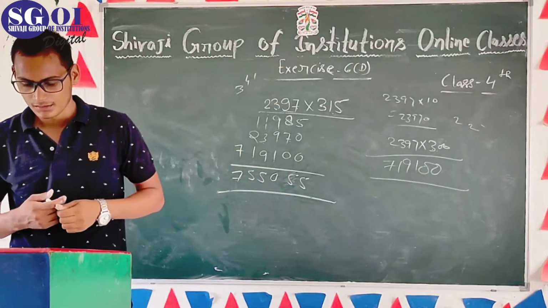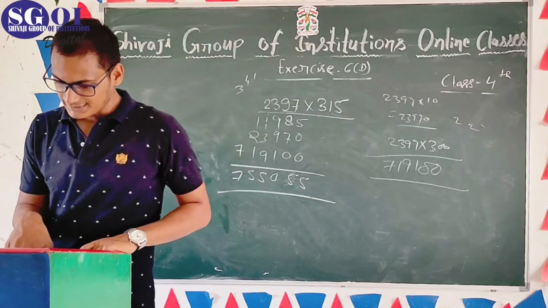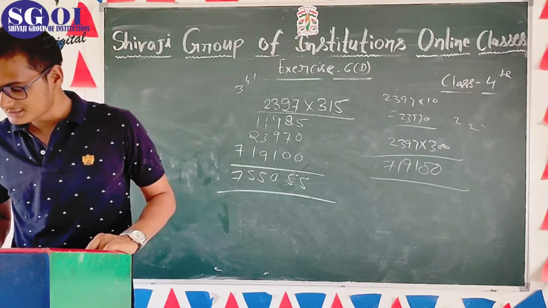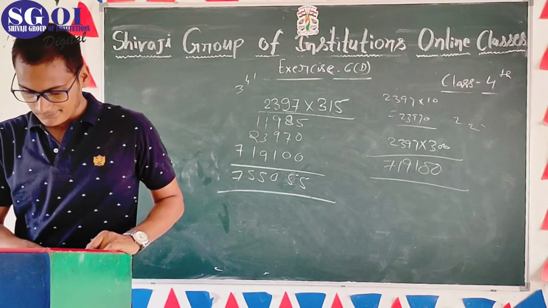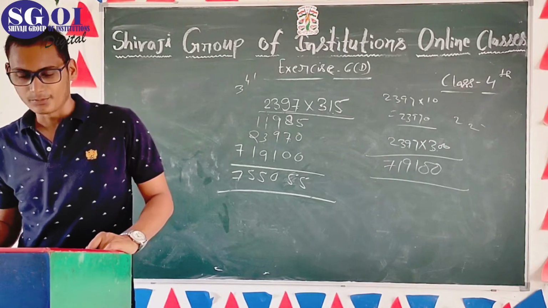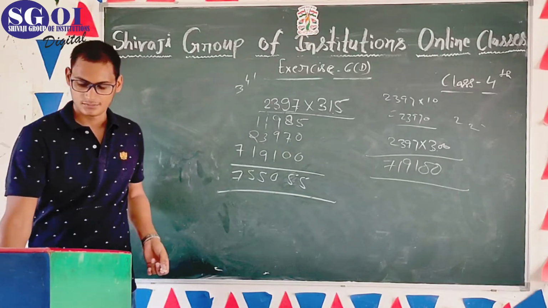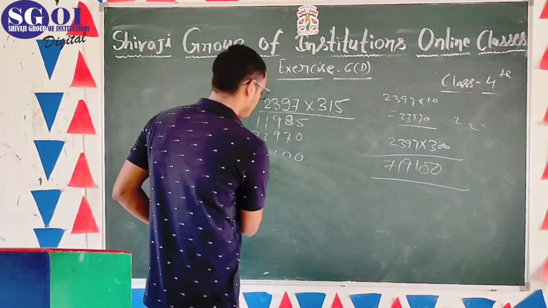Okay, so your exercise 6D is finished. Now we will start the next exercise, 6E. Okay, properties of multiplication.